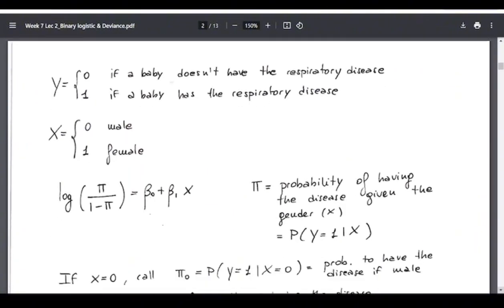Okay. Now, when the response variable, like I said, is categorical, then that's where we consider logistic regression. For instance, if I am focusing on whether a baby has a respiratory disease or not. When it does not have a disease, y equal to 0. That's just a labeling. When it has a disease, y equal to 1. And I'm looking at the effect of gender. What is the role of gender in a baby having a respiratory disease?